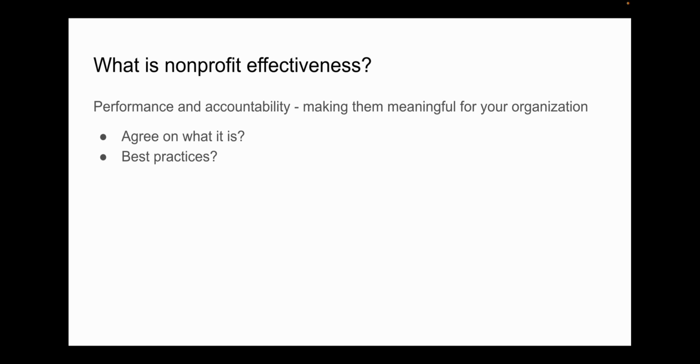So for a more inclusive approach, we need to involve all the voices, sit at the table, deliberate, and understand what effectiveness is for a specific nonprofit organization, and be cautious about best practices.